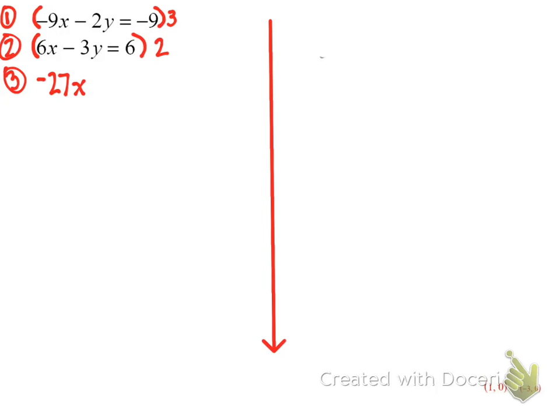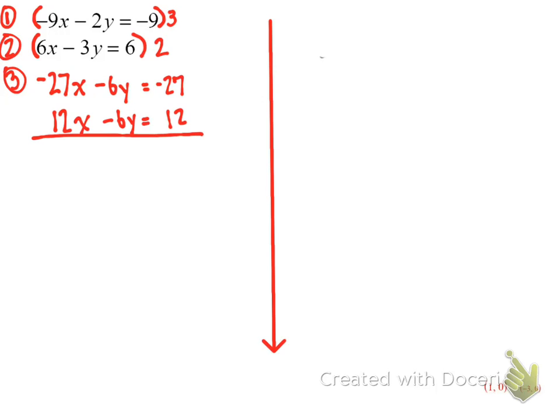X, right? Then we have negative 2 times 3 is negative 6y. And then negative 9 times 3 is negative 27. Okay? Continuing on, 6x times 2. 6 times 2 is 12x. Negative 3y times 2 is negative 6y. 6 times 2 is 12. Okay?